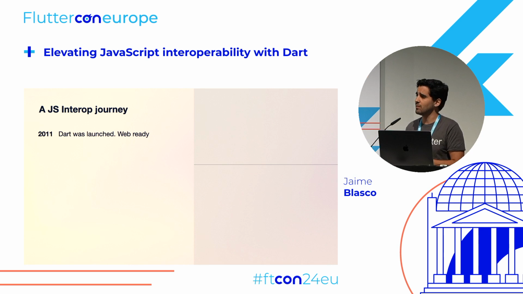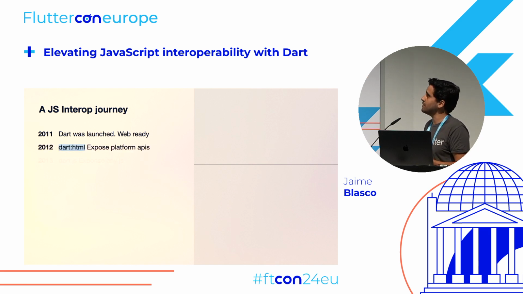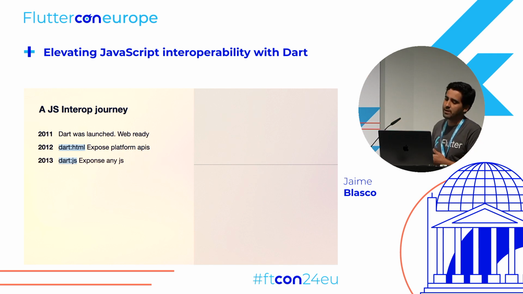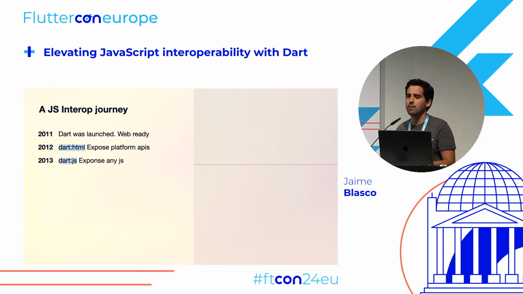So it was around 2011 when Dart was launched, and by default it was ready for web. Everything was compiling to JavaScript since the beginning. So that's pretty awesome. But the communication between JavaScript and Dart was a bit bad. Imagine two people from different countries, different languages, and they have to learn how to communicate with each other. So between 1 year later and 2 years later, they exposed new libraries that allow you to communicate with this JavaScript code.